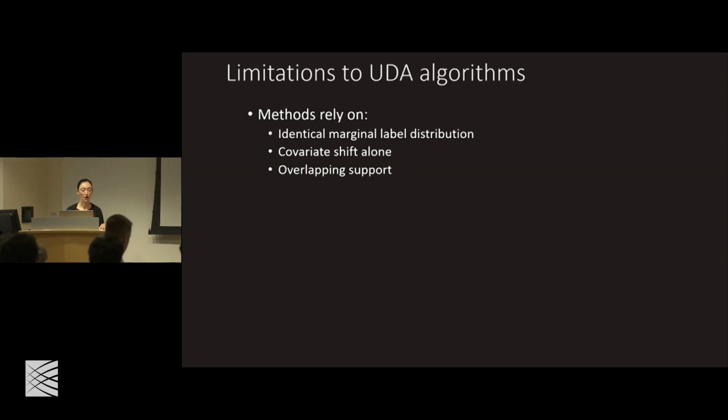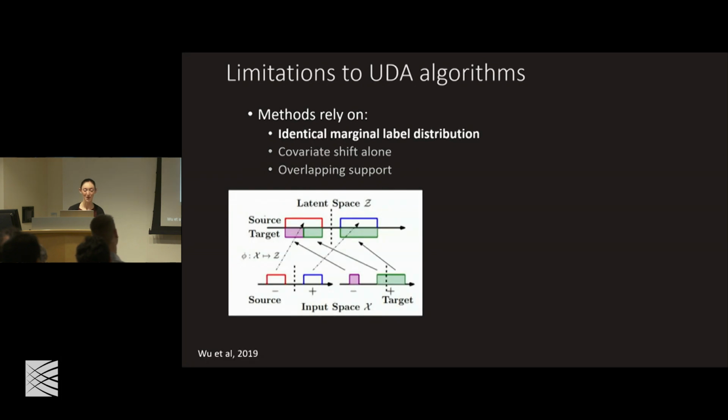So all of these methods are really relying on an identical marginal label distribution, something which is not talked about a lot, covariate shift alone, which is discussed much more often, and overlapping support, for which there's a hilarious example given in the paper that I'm looking forward to going through. So first I'll start with the identical marginal label distribution.